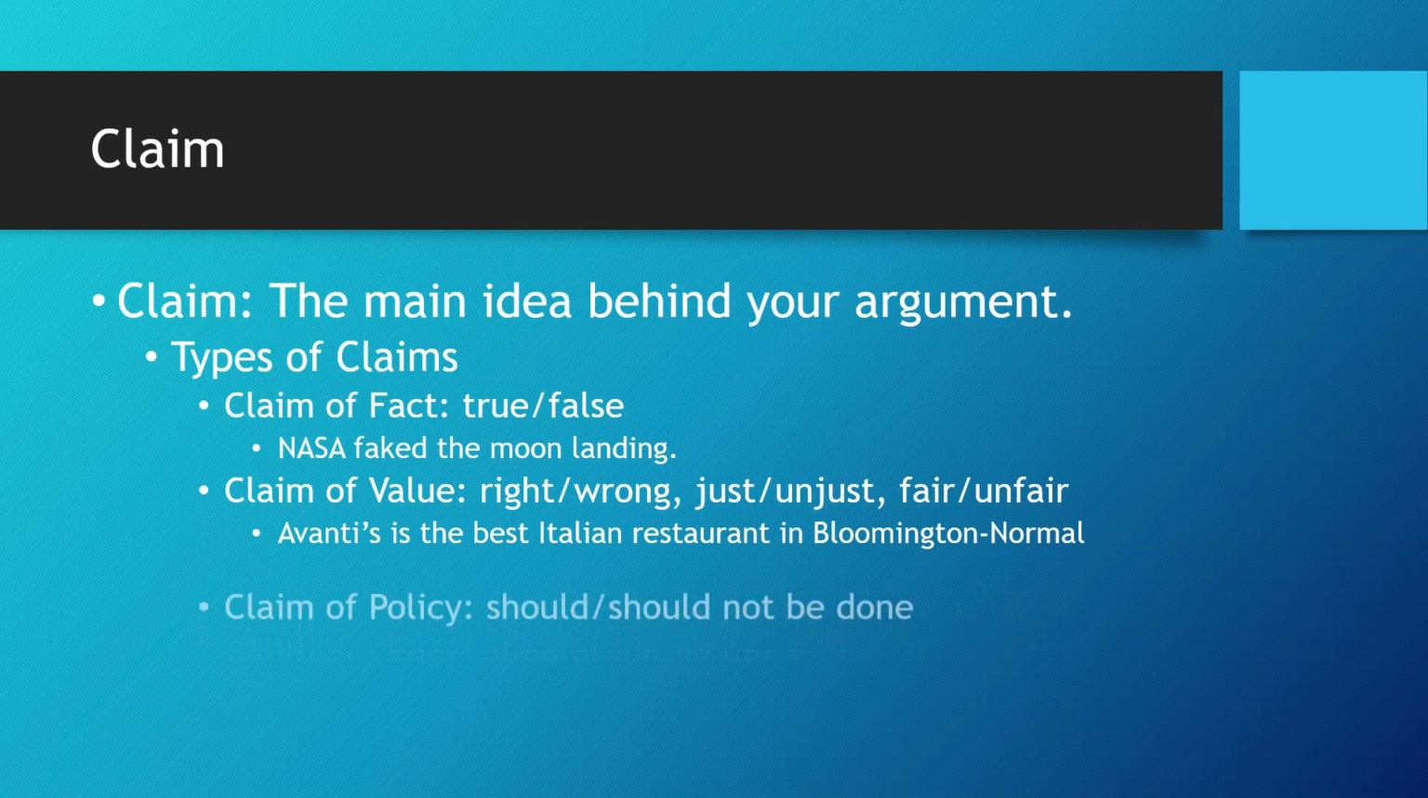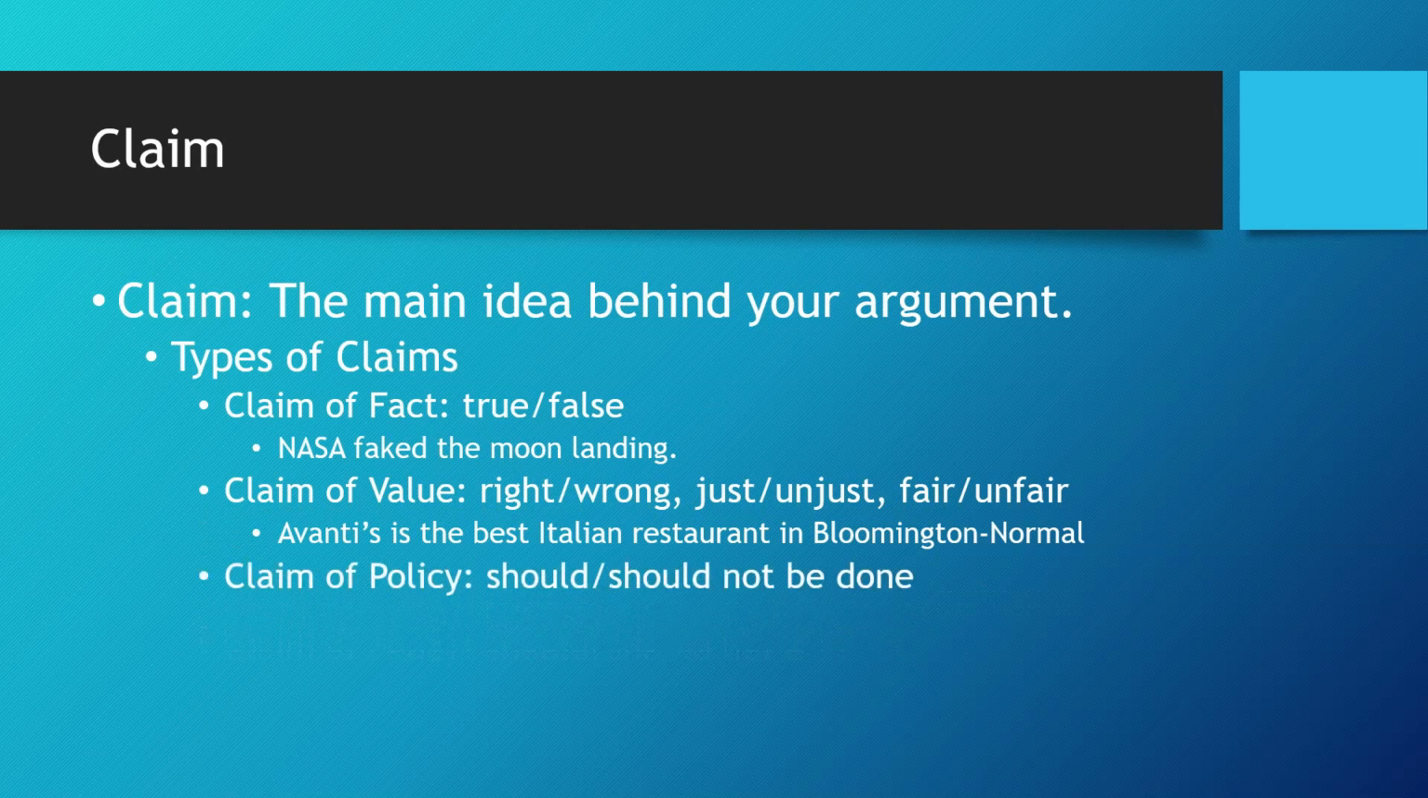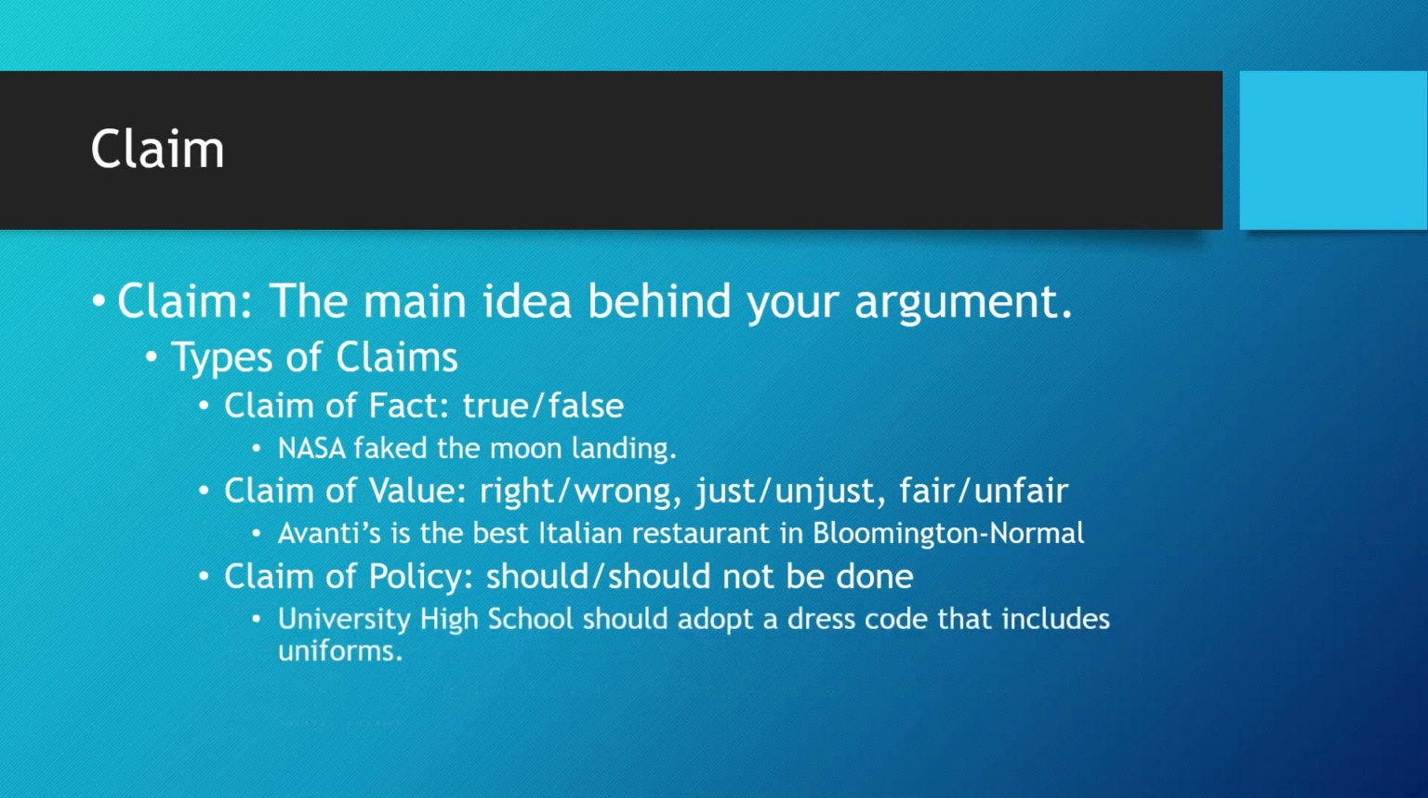And then, of course, the final type is a claim of policy. A claim of policy identifies whether something, a policy or some type of rule, should or should not be done, should or should not be implemented. And so some examples, one would be university high schools should adopt a dress code that includes uniforms. That would be a claim of policy. It's saying that university high school, an organization, a group, should be changing some type of rule, and that rule in this case is to adopt a dress code.